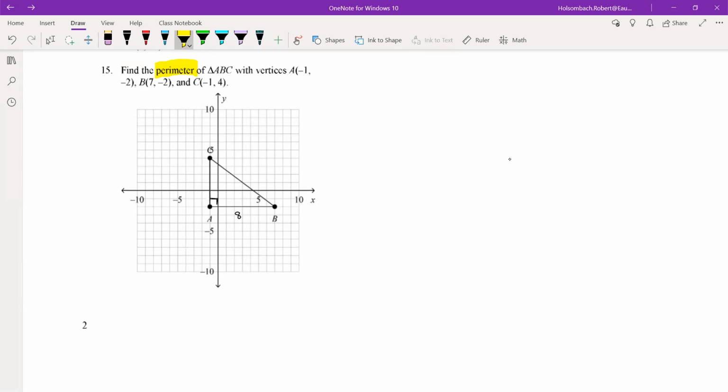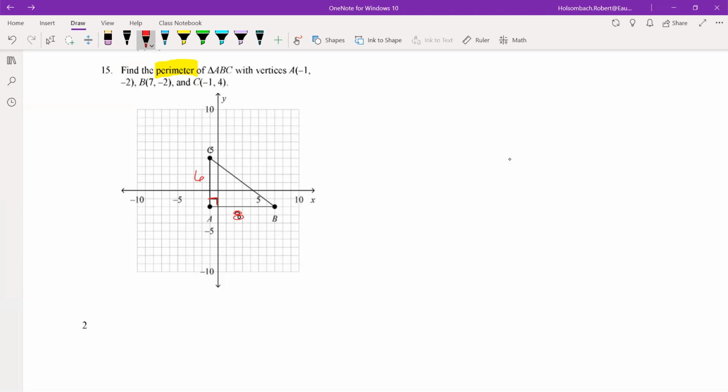So this side AC right here goes from -2 up to 1, 2, 3, 4, up to 4. So from -2 to 4 is 6 units. This horizontal leg goes from -1 to 7, so that's 8 units. And since this vertical and horizontal intersect on the coordinate plane, this is a 90-degree angle.